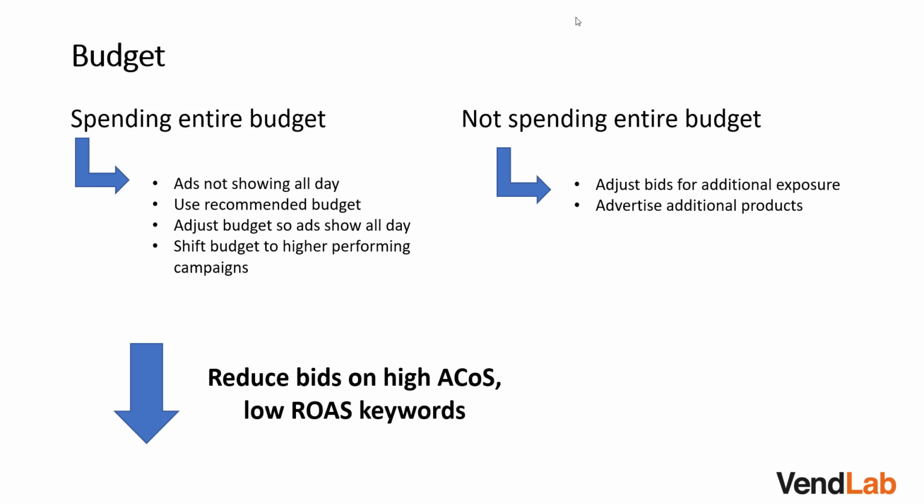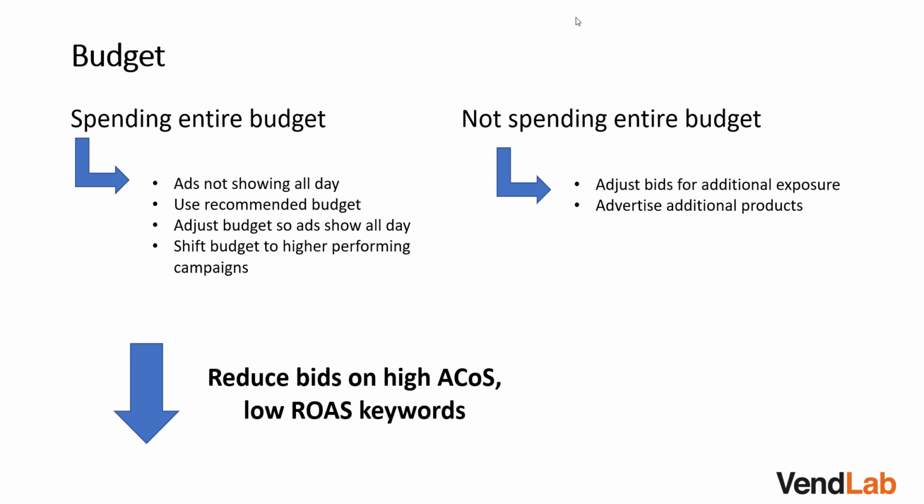If you do not have the funds to increase your budget, you should consider shifting your budget from lower to higher performing campaigns. If you are not spending your entire budget, you can adjust your bids for additional exposure. By putting up your bids, you will get more traffic. You also can consider advertising additional products.